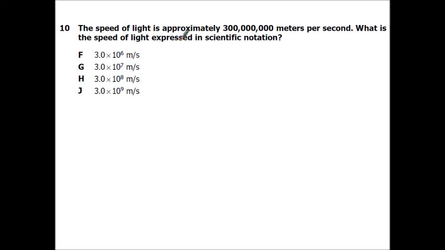Right. The speed of light is approximately 300 million meters per second. What is the speed of light expressed in scientific notation? So 300 million. If we want scientific notation, remember, your first number has to always be between 1 and 10. So the only place I can do that is put my decimal right here. So this is where I want it.